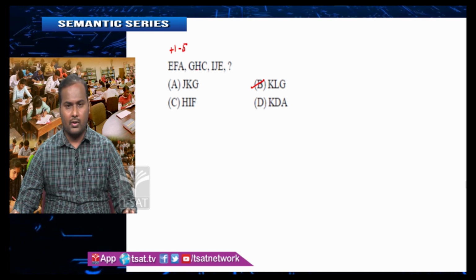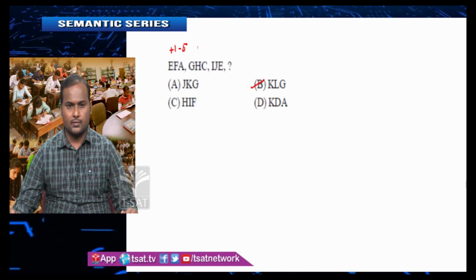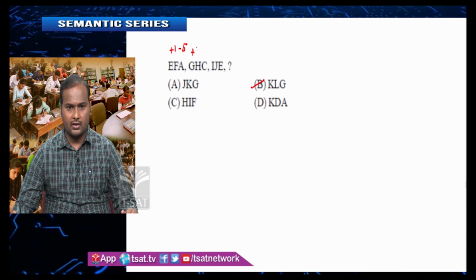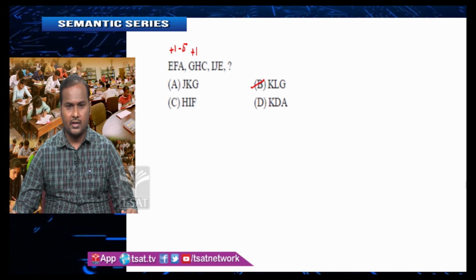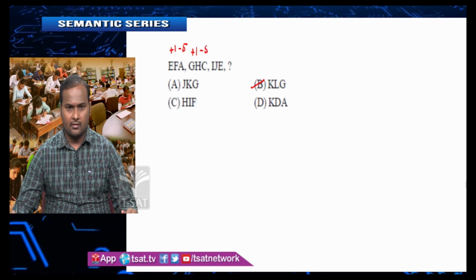If all the remaining also follow plus 1 and minus 5, then we will check from the options also. For example, G to H: G is 7, H is 8, it is also increasing by 1. Here H is 8, C is 3. So 8 minus 3, it is also decreasing by 5.